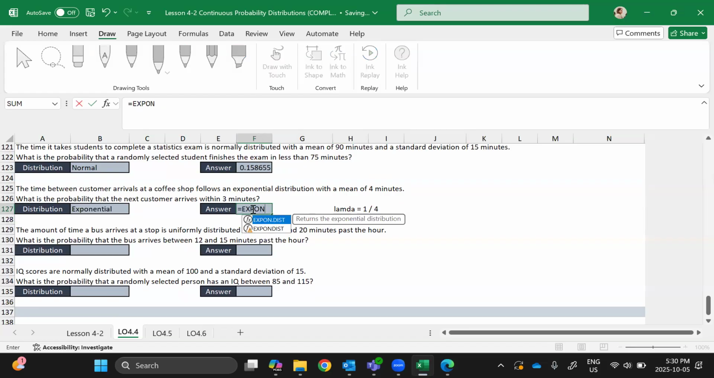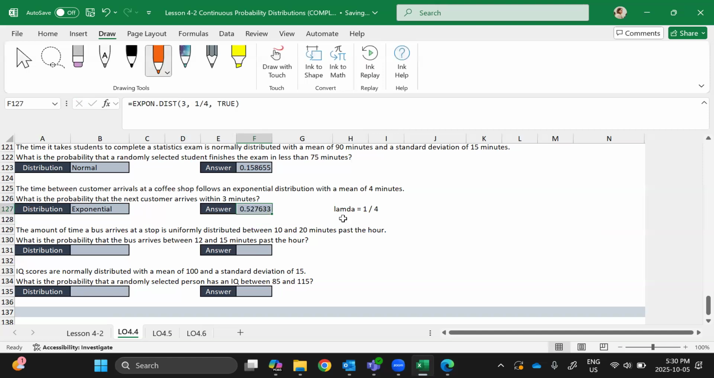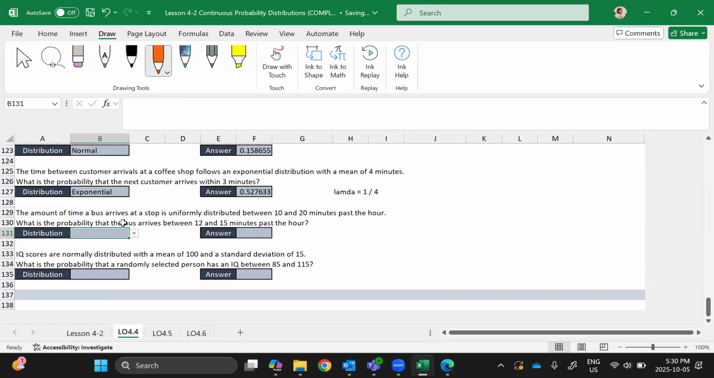So if I want to use expon.dist for the exponential distribution, my value from the question is the next customer arrives in 3 minutes. The lambda value is 1 over 4, and I'll set my cumulative to true. And that gives me a probability about 52.76%.